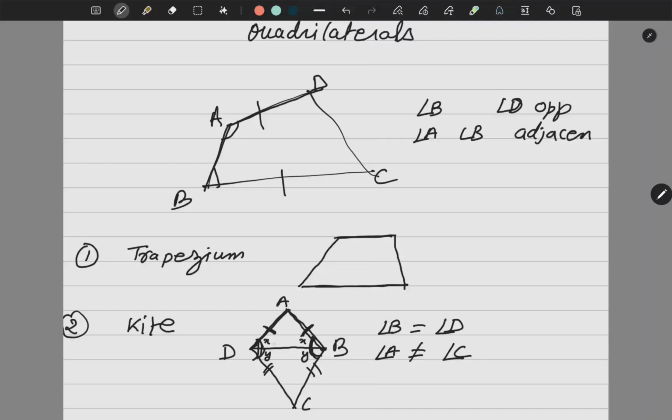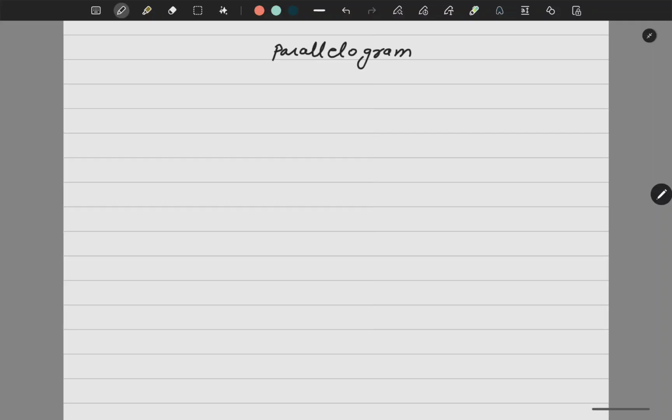Same way, in this, one diagonal, the other diagonal always bisects this one diagonal. You can prove this by congruency. So these are the properties of a kite. Now after the kite, I will come to a very important family which is the parallelogram. Now what exactly is a parallelogram?